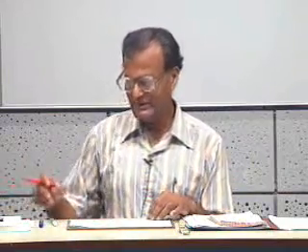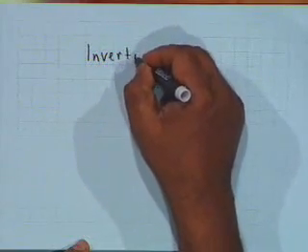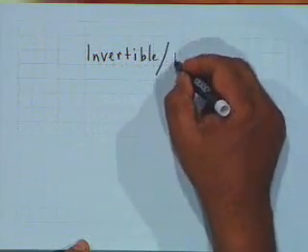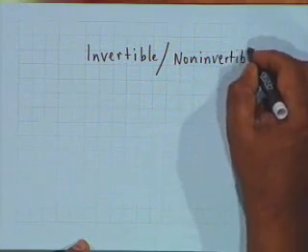The second type of classification that we want to discuss is invertible or non-invertible systems. A system can be invertible or non-invertible.